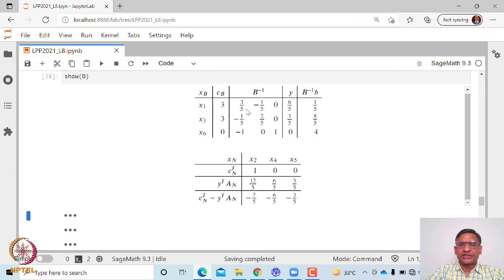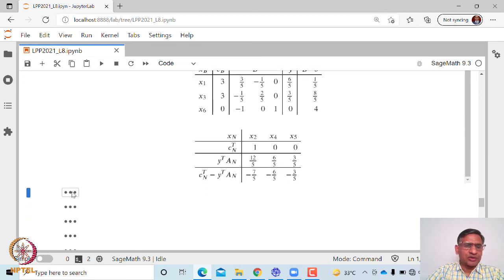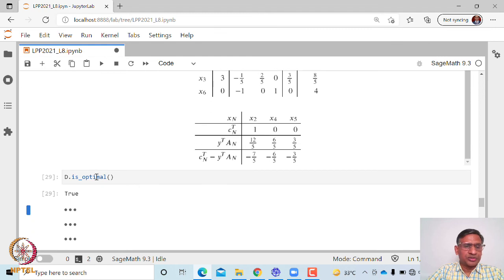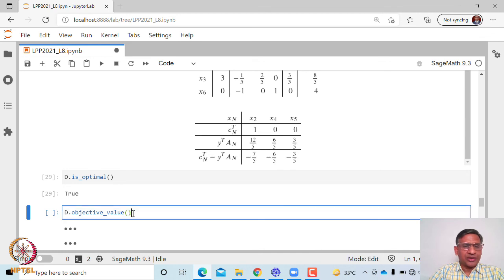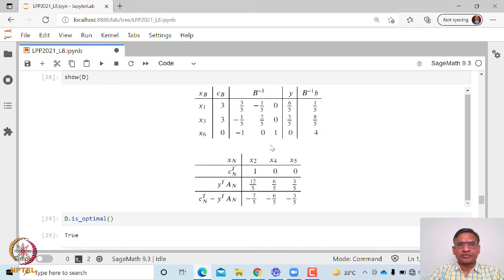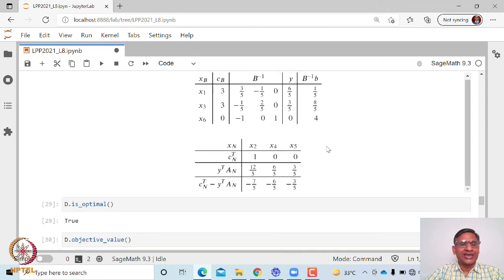In this case the solution is x1 is equal to 1 by 5, x2 is equal to 0 because it is a non-basic variable, x3 is 8 by 5. And let us find out what is the value of the objective function at this stage. So d dot optimal, is it optimal? The answer is true. So what we have got is an optimal solution, and the value of the objective function at this is 27 by 5. So this problem has a solution. The optimal value or minimum value for this is 27 by 5, and it occurs at x1 is equal to 1 by 5 and x3 is equal to 8 by 5.